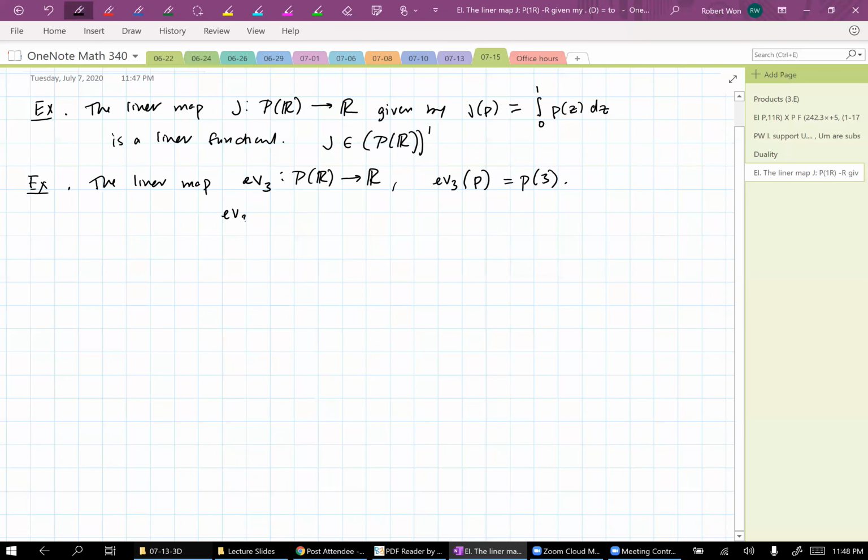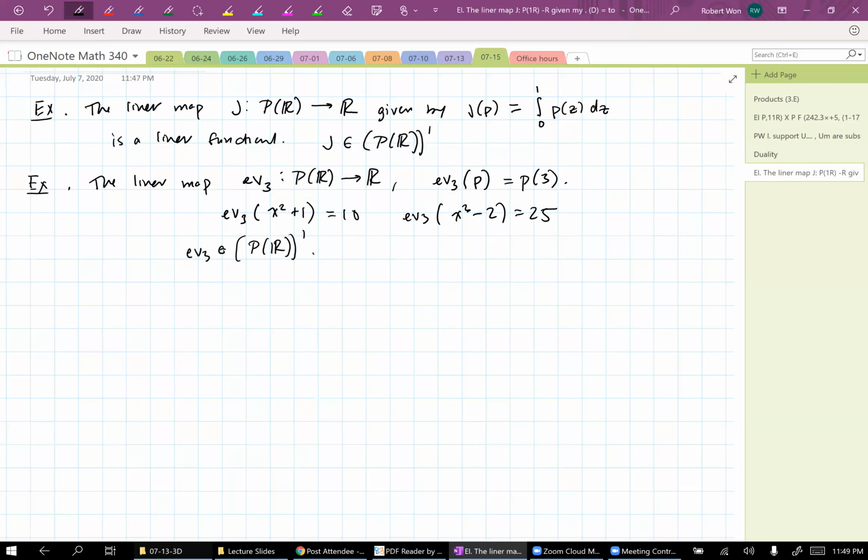Right? So more concretely, if you take the polynomial x squared plus 1, it returns 10. If you take the polynomial x cubed minus 2, it returns the real number 25. So this linear functional, this linear map, just evaluates a polynomial at 3. This is also an element of the dual space of the polynomials. Okay, so hopefully these two examples show you that linear functionals will appear all over the place in mathematics.